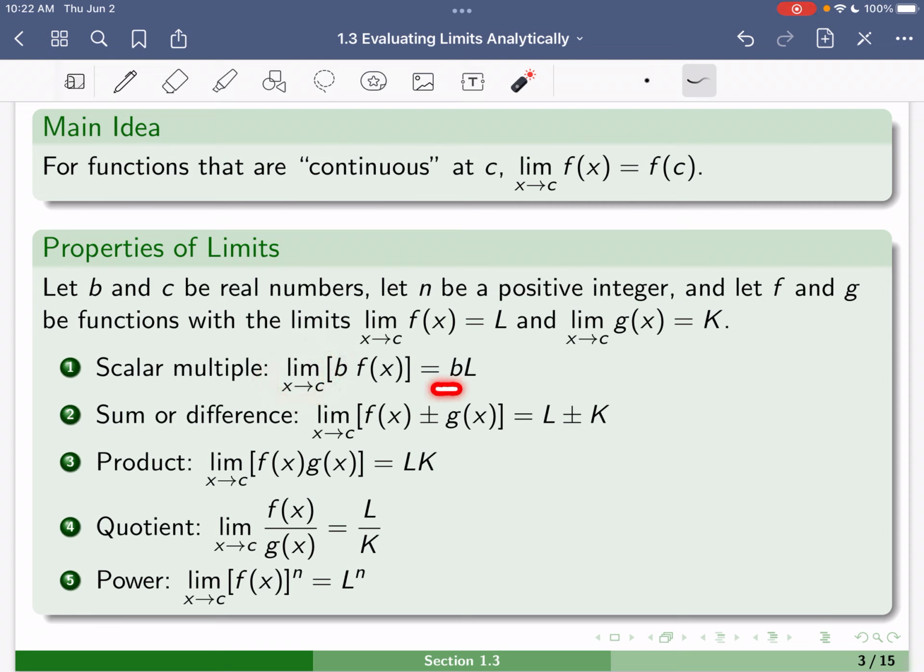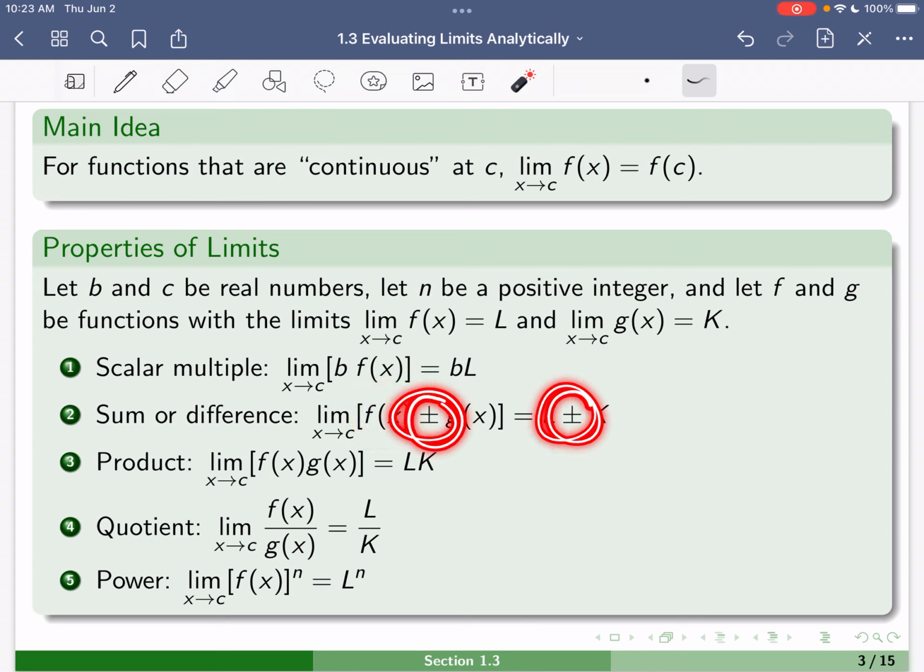We also have properties of limits if we have a sum or a difference of two functions. So if we have f of x and g of x, and they're either being added or subtracted, and we're taking the limit of that sum or difference. If we know the limit of f of x is L, and the limit of g of x is k, then the limit of that sum or difference is the sum or difference of the limits. Basically, we are saying we can evaluate this piece and this piece separately, and then we can combine them appropriately.